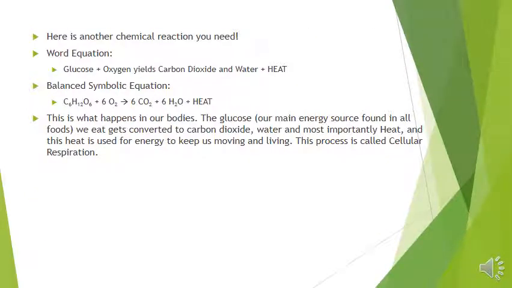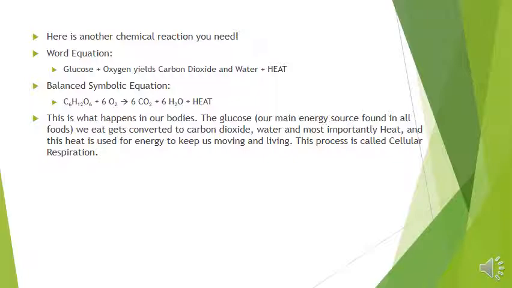Here's another chemical reaction that you need. Everybody needs this one. You have glucose, and glucose is the primary food we eat. It's in all food. You may not even know it. It's a sugar, and it's not the kind of sugar that you go grab at the store, but it's kind of like it. It's found in vegetables and meats and everything.